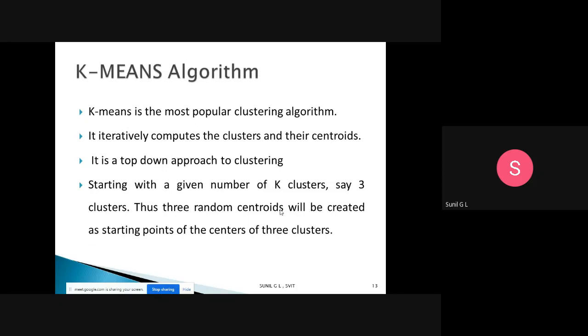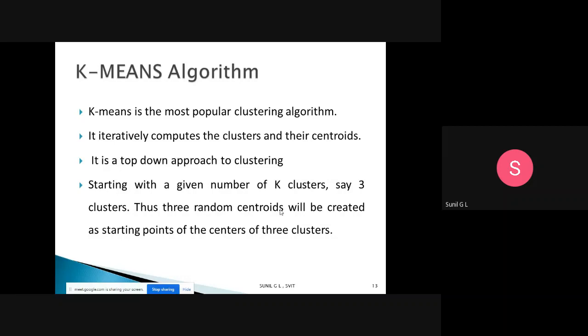Coming to the K-means algorithm, it is the most popular clustering algorithm. Usually, when you talk about clustering techniques, K-means clustering is the one. It iteratively computes the clusters and their centroids. It identifies the centroid, then calculates the distance between the nearest points and that centroid, and then identifies a new centroid. It is a top-down approach to clustering: from the beginning it takes one center and then develops a whole cluster, starting with a given number of k clusters.